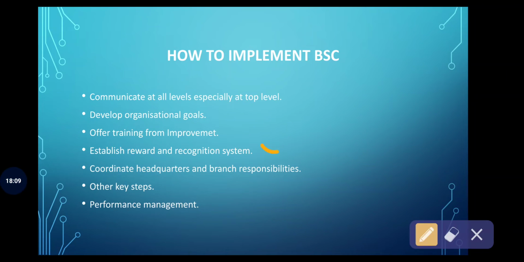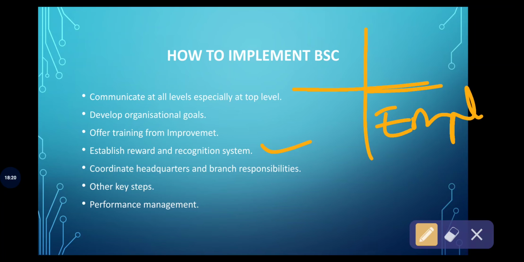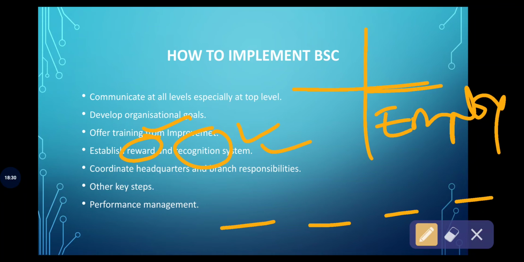Next is reward and recognition. We studied in the perspectives that one of them is about employees. So recognizing and rewarding the employee is also important if you want your employees to work better and better.